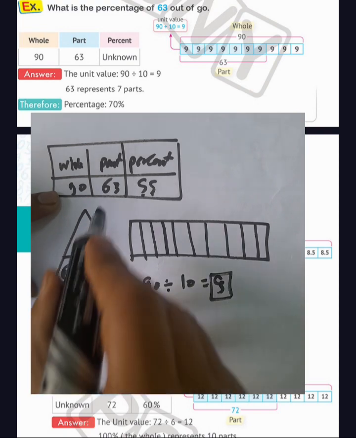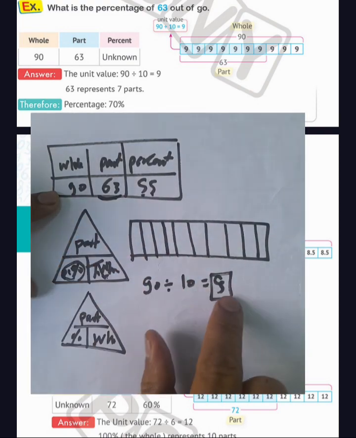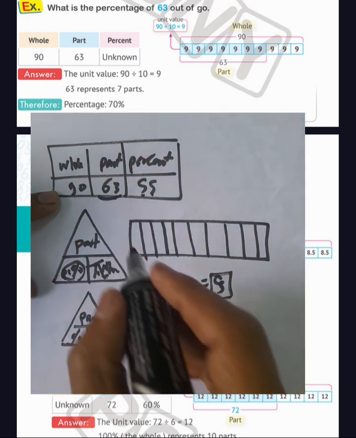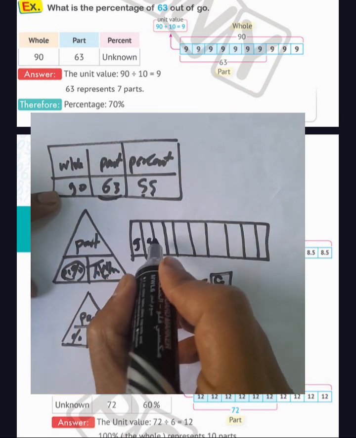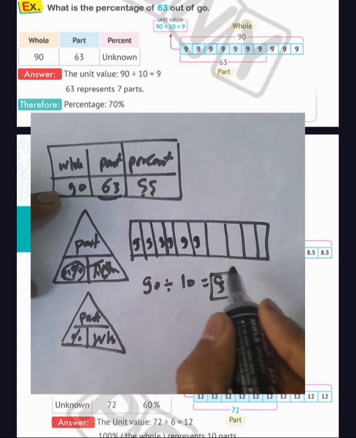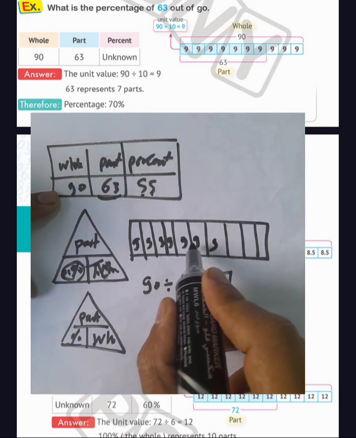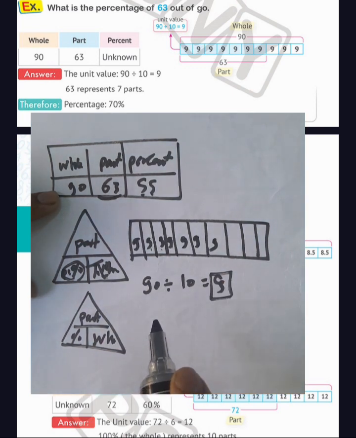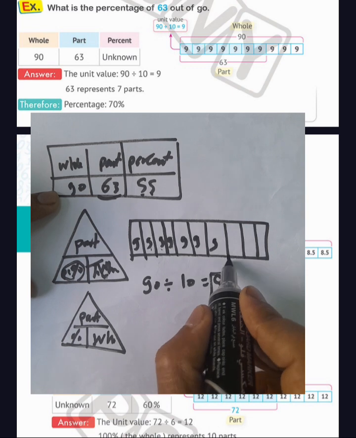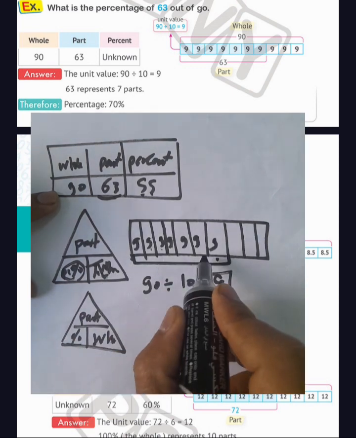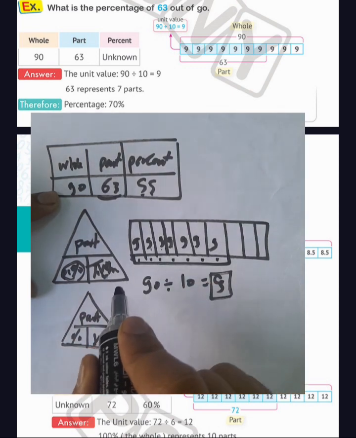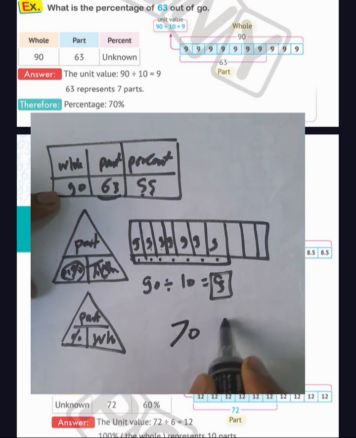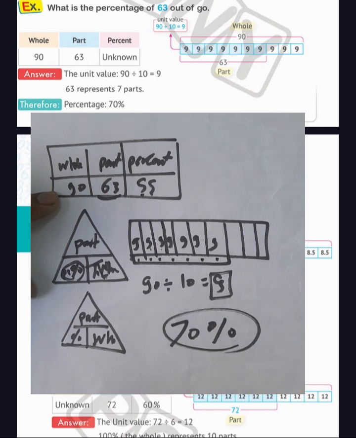Okay, and 63 here, how many parts of 9? 63 divided by 9 equals 7. We can write 9 in each part. 9, 9, 9, 9, 9, 9, and 9. 1, 2, 3, 4, 5, 6, 7. Then 7 times 9 equals 63. Okay, and how many parts are colored here? 1, 2, 3, 4, 5, 6, 7. 7 times 10 will be 70%. Then the ratio will be 70%. Okay, this is the result.